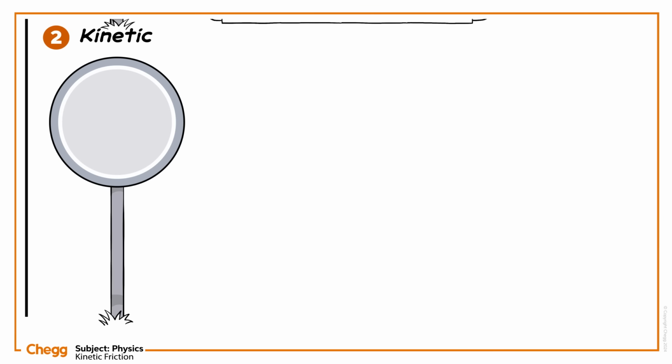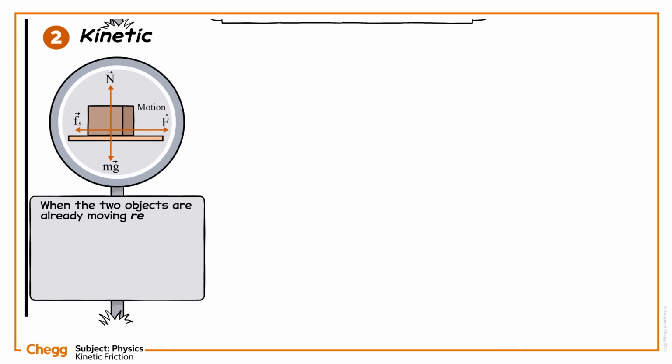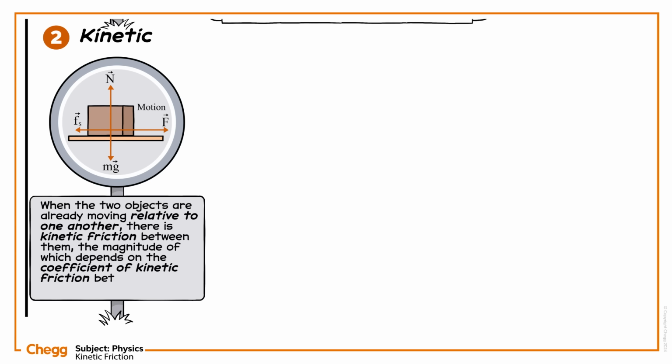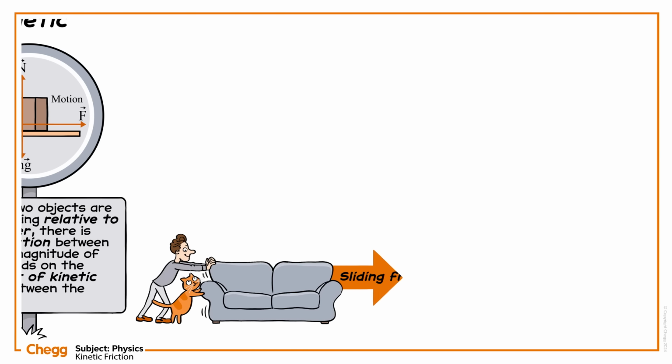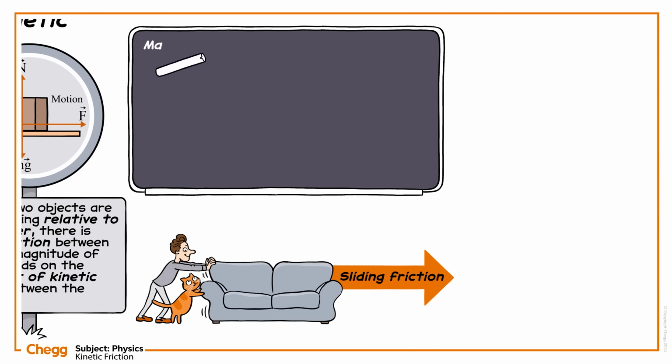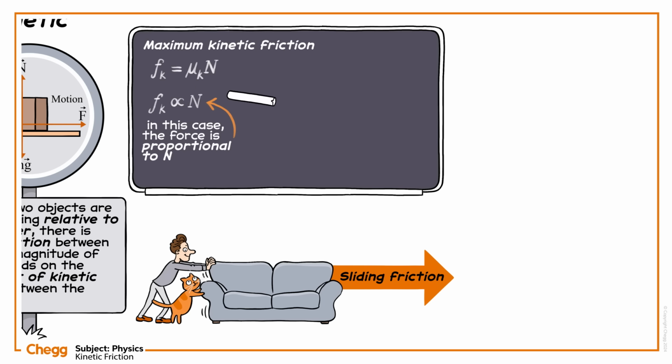Now let's compare this to kinetic friction. When the two objects are already moving relative to one another, there is kinetic friction between them, the magnitude of which depends on the coefficient of kinetic friction between the surfaces. This can also sometimes be called sliding friction. The calculation is μk, the coefficient of kinetic friction, times N, the normal force. Again, in this case, the force is proportional to N.